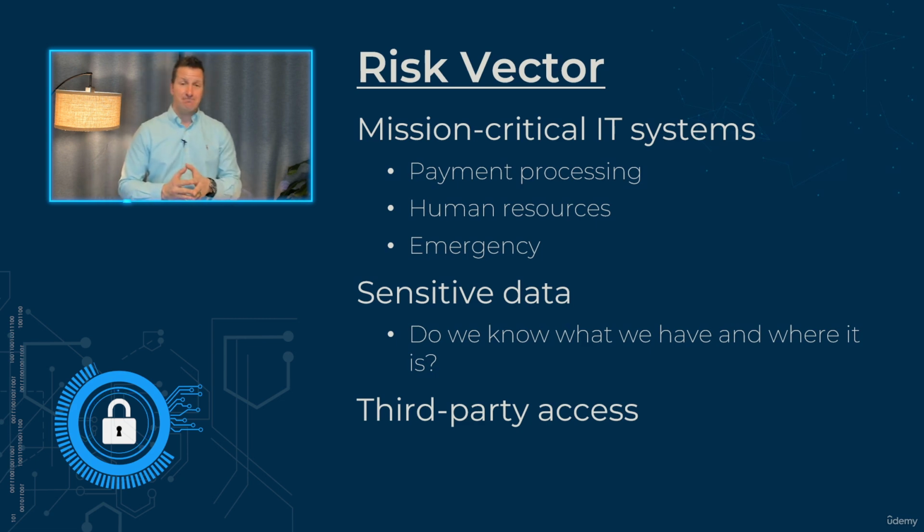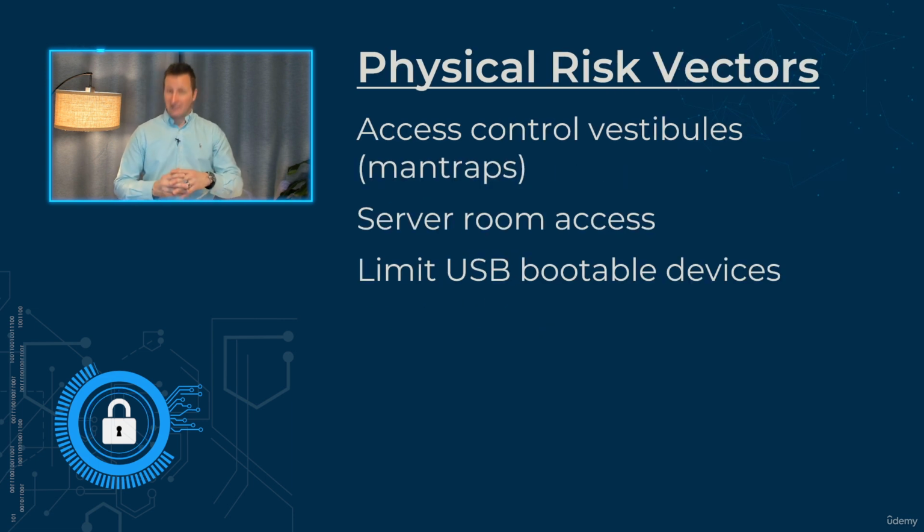to that data. We also have to think about third-party access to data, whether we have third-party components we might be using within our environment, software components, or whether we might have third-party entities like contractors working in our systems. Those are also attack vectors that we need to be aware of. And then there are physical risk vectors.